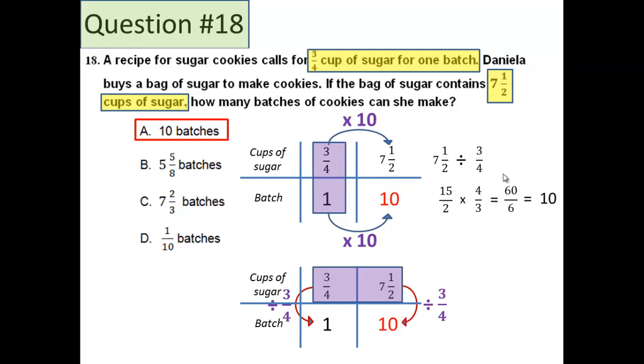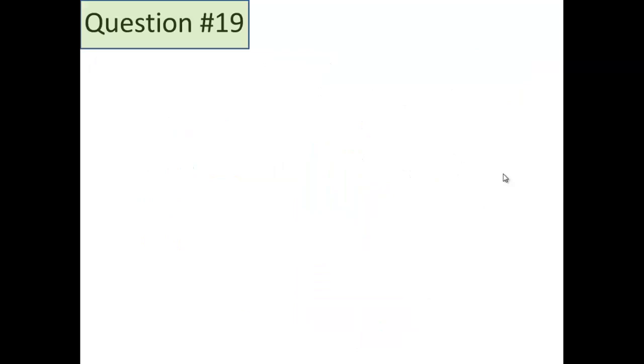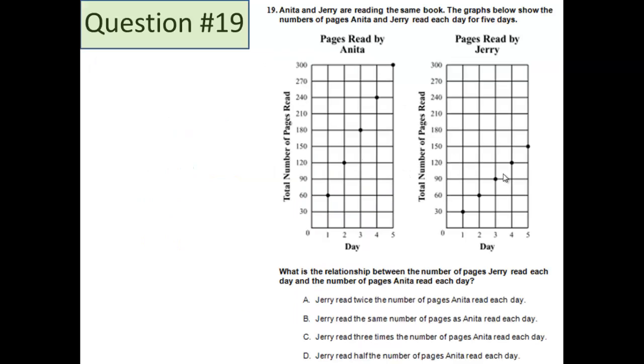Okay, that was number 18. Let's move on. Number 19. Whoa, it's a lot of information. Anita and Jerry are reading the same book. The graphs below show the number of pages Anita and Jerry read each day for 5 days. All right, I see some graphs here. Total number of pages read and how many days. You know, these people are reading a lot. That's good. All right, let's check the bottom.